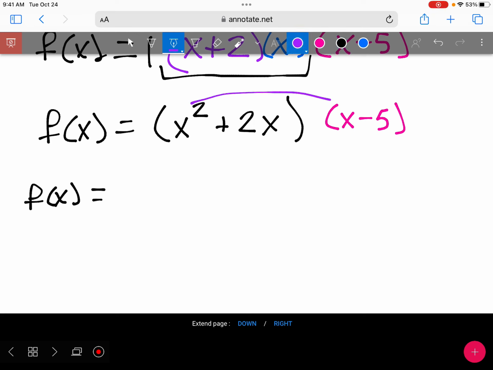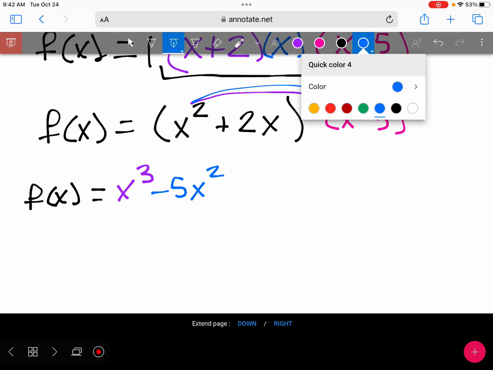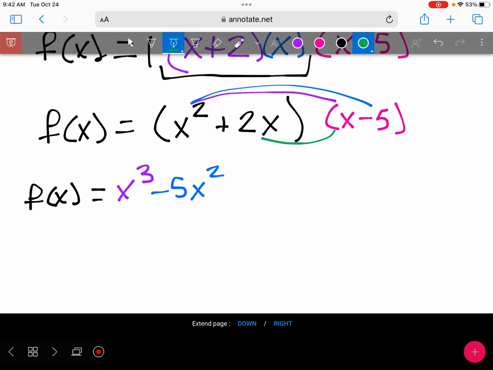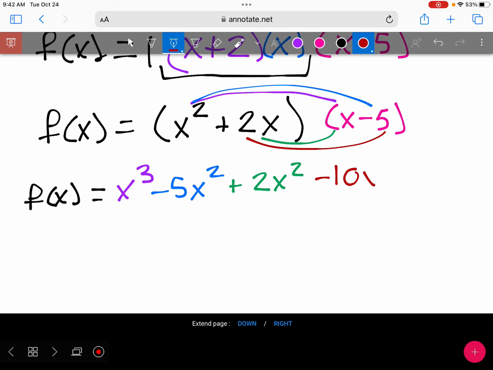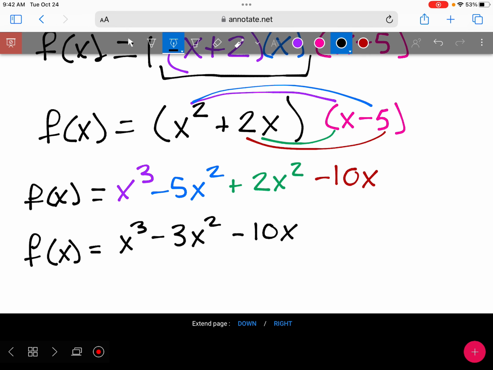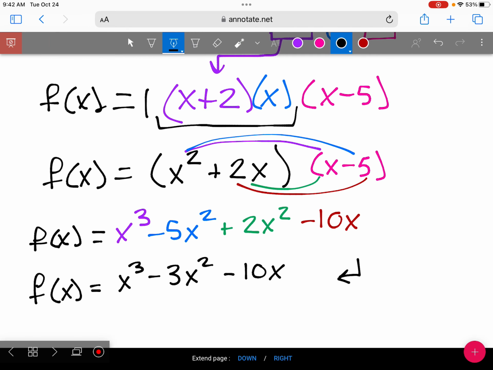On this next one, I'm going to do it with distribution. We're going to have x cubed minus 5x squared plus 2x squared minus 10x. And our final function, we're going to fix our like terms here. We've got x cubed minus 3x squared minus 10x. This would be our standard form equation. This is our factored form equation up here.